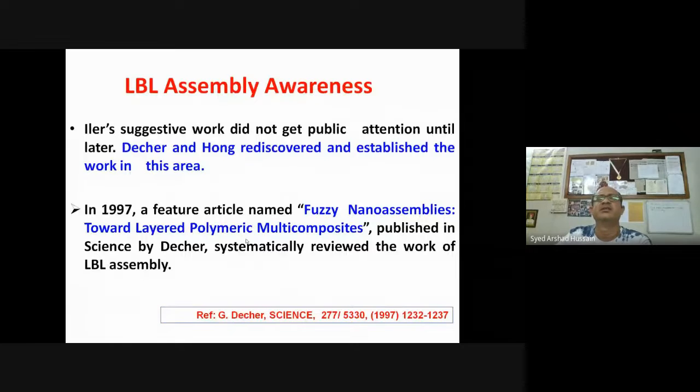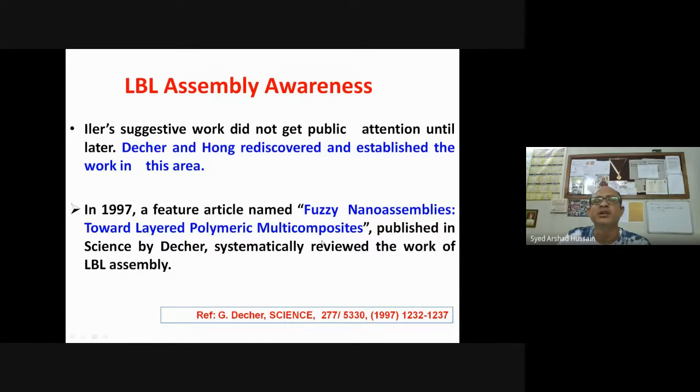After a year's work, it took a long time to make this technique famous or popular. And this was done by Decher and Hong. They published a good work in Science in 1997, and this is fuzzy nanoassemblies toward layered polymeric multi-composites. He applied this technique to prepare the nanoassemblies using polymeric material to prepare multi-composite systematically.